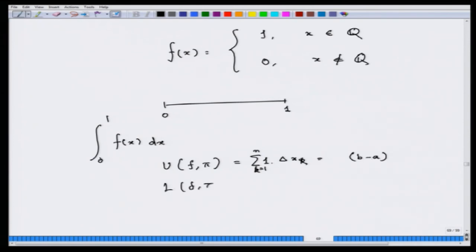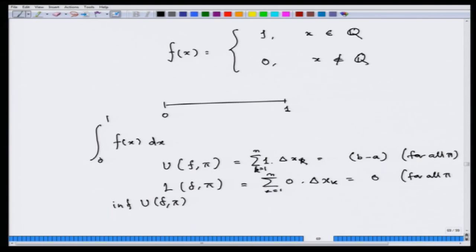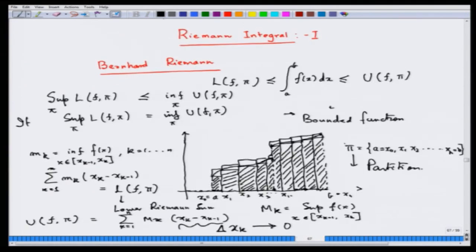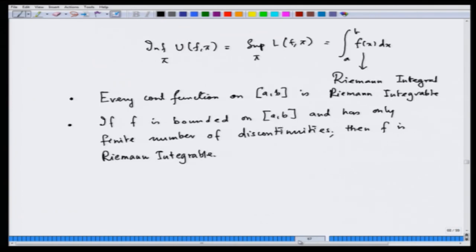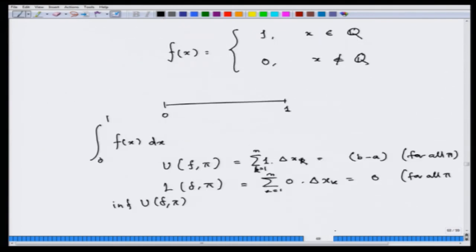But when you take the lower sum, it will always be 0 into delta x k, which is 0. So, if you take the infimum of the upper Riemann sums for all possible partitions pi, pi is not the real pi, okay. If you are uncomfortable, I will just put this partition as pi hat, so people don't confuse it with the actual number pi. So this is always b minus a, and the supremum of L(f, pi) over all possible partitions is always 0.